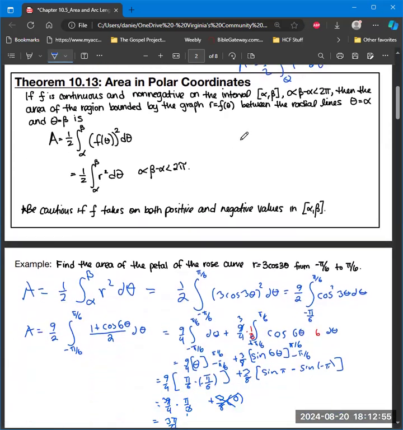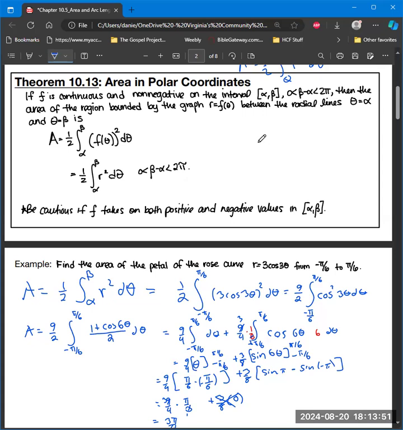So here's that theorem. Now that we've developed the formula, if f is continuous and non-negative on the interval alpha to beta, and 0 is less than beta minus alpha is less than 2 pi, so alpha and beta have to be on the same rotation, beta needs to be bigger than alpha, then the area of the region bounded by the graph of r equals f of theta between the radial lines theta equals alpha and theta equals beta is A equals 1/2 of the integral from alpha to beta of f of theta squared d theta, which is the same thing as 1/2 integral from alpha to beta of r squared d theta. Again, the difference between beta and alpha has to be positive and less than 2 pi because they have to be on the same revolution.